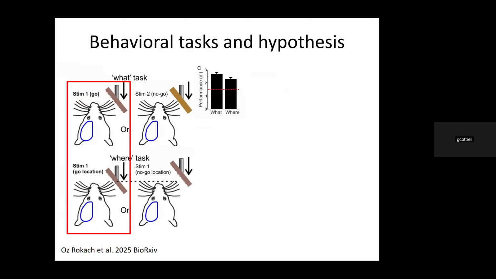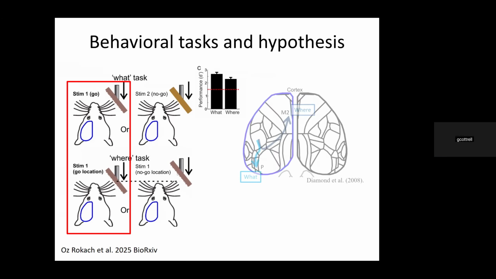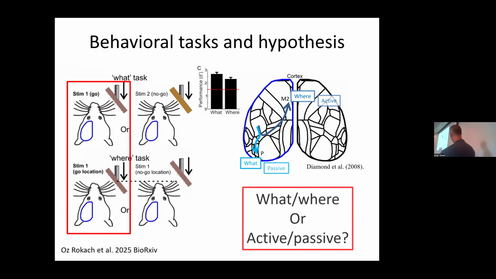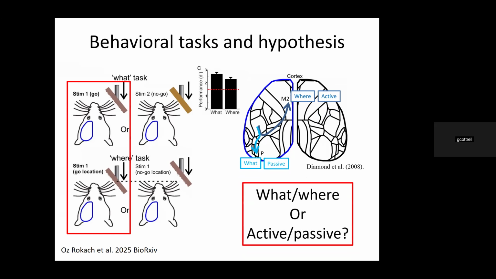What's interesting is that if you look at, in this case, the go stimulus, it has an identical texture and identical position. So you can compare the same stimulus under different contexts, either a what context or a where context. And just to make things a bit more complicated, we think that maybe this is the what and this is the where, but we actually know already from previous work from our lab that it's not so trivial.